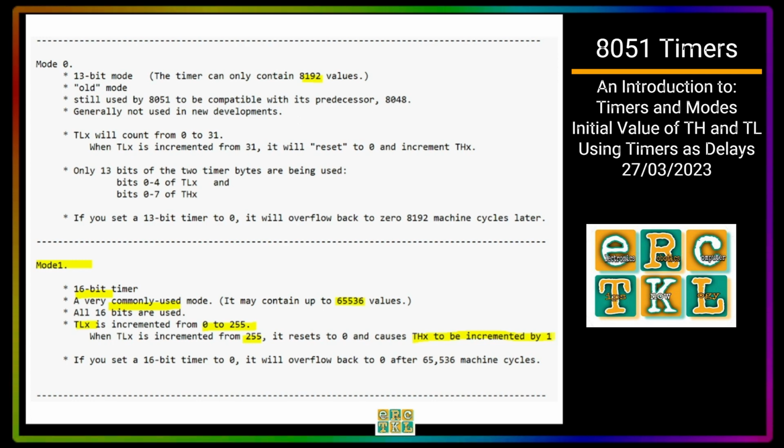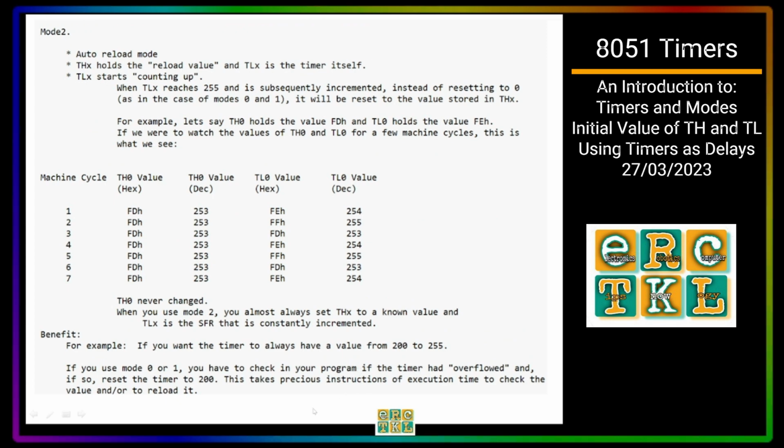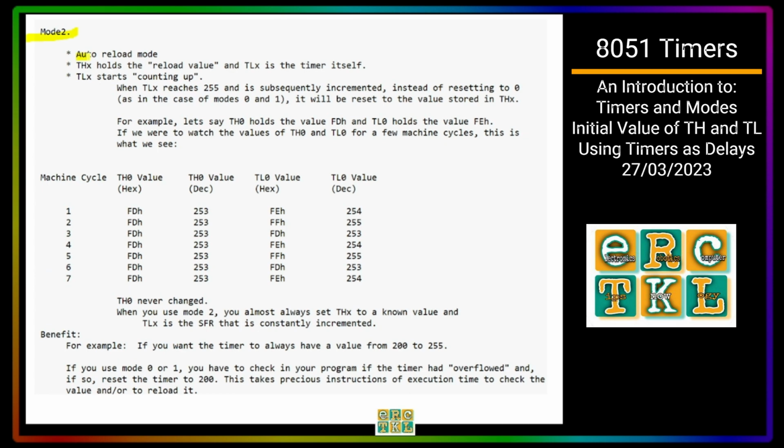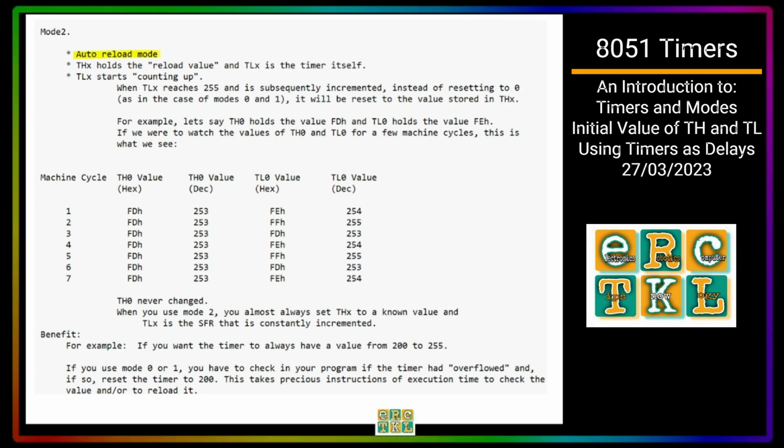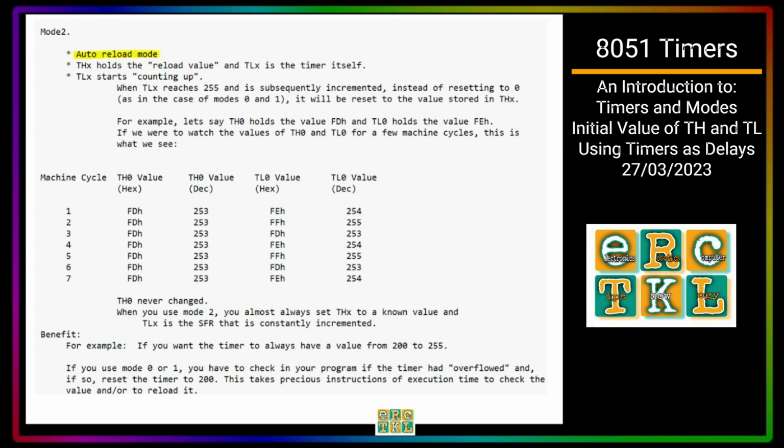Now, not only mode 0 and mode 1, what are the other two? Mode 2 and mode 3. For mode 2, this is called auto-reload mode. Which mode has 13 bits? Mode 0. Which mode has 16 bits? Which mode counts from 0 to 31? Which mode counts from 0 to 255 for the TL? Mode 1. When it reaches the last number and goes back to 0, what do we call it? Rollover. And what will happen to TH? Add 1.